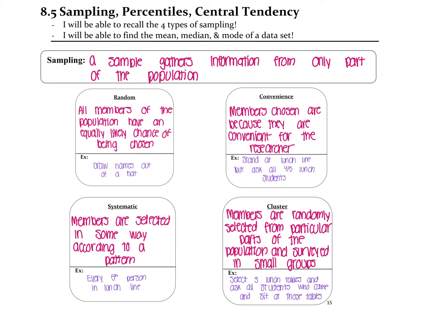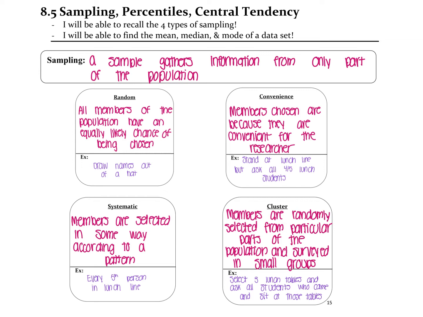Then the next one is convenience. This is where members are chosen because they are convenient for the researcher. For example, say you're conducting a survey at school, you stand in the lunch line during your lunch, which maybe is 4th or 5th, and you only ask those students. That's convenient for you because you're already there, but you're not necessarily getting information on the whole population.